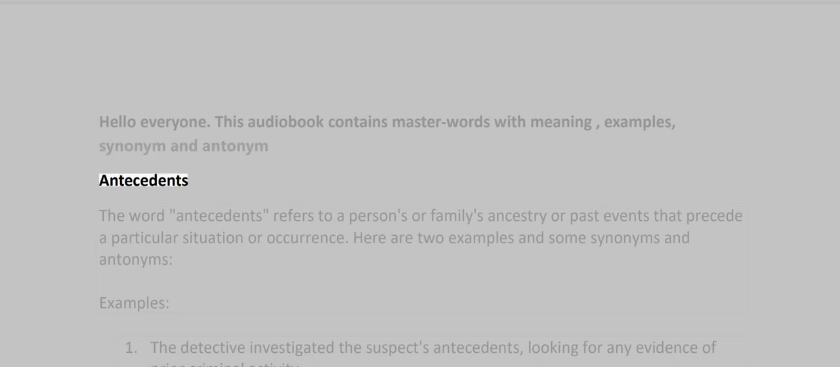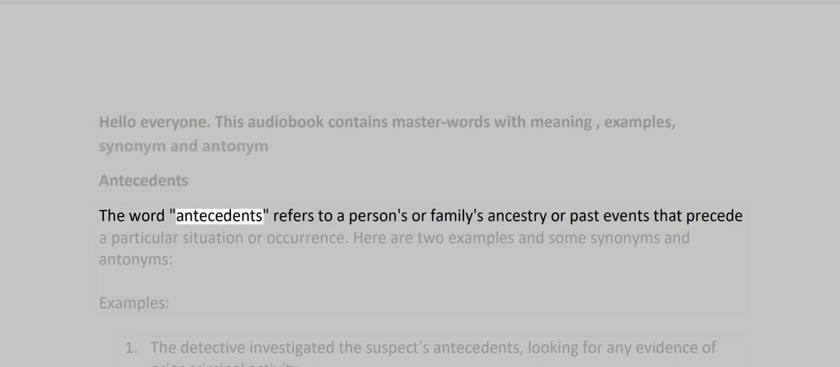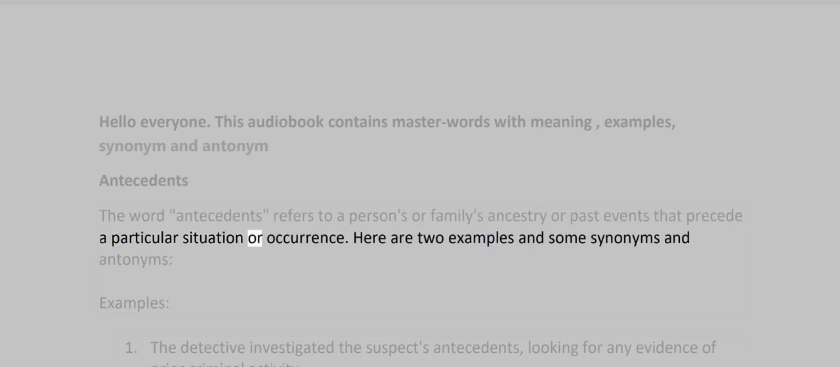Antecedents. The word antecedents refers to a person's or family's ancestry or past events that precede a particular situation or occurrence. Here are two examples and some synonyms and antonyms.